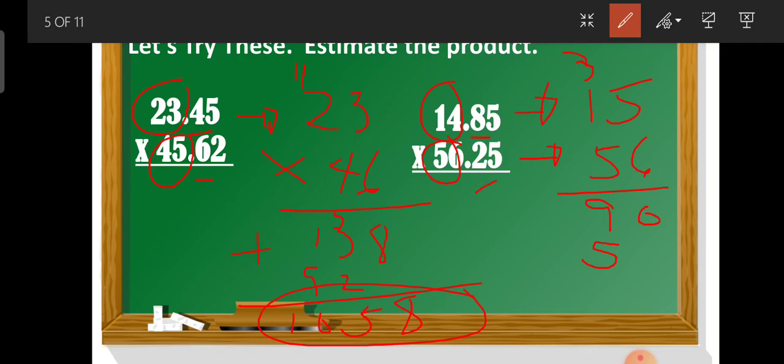Write 5 and regroup 2. 5 times 1 is 5, plus 2 is 7. And then get the estimated product by adding the partial estimated products. That's 0. 9 plus 5 is 14. Write 4, regroup 1. 1 plus 7 is 8. So the estimated product is 840. So that's how we estimate the product.